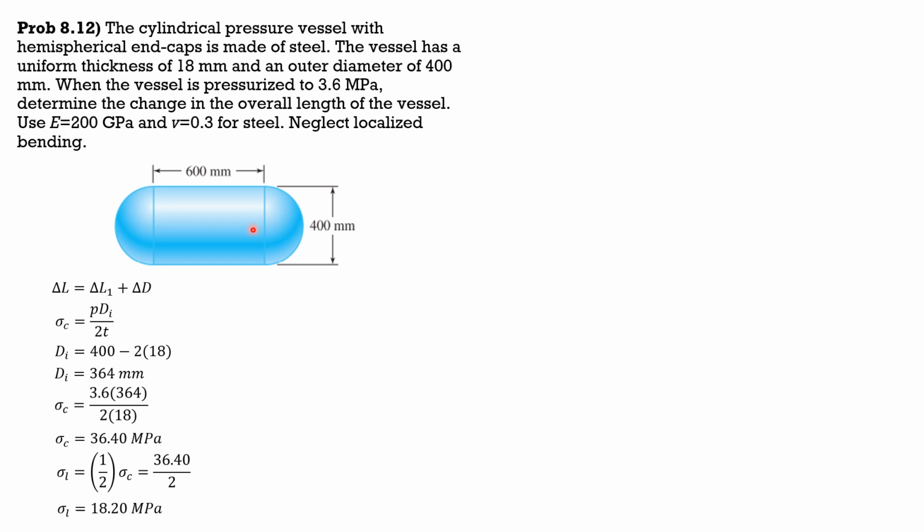So we can now compute the longitudinal strain, which is 1 over E, quantity longitudinal stress minus Poisson's ratio times the stress perpendicular to the longitudinal direction, which is the circumferential stress. Substituting, the longitudinal strain is 1 over 200,000 times quantity 18.2 minus 0.3 of 36.4. The longitudinal strain is equal to 3.64 times 10 to the negative 5.